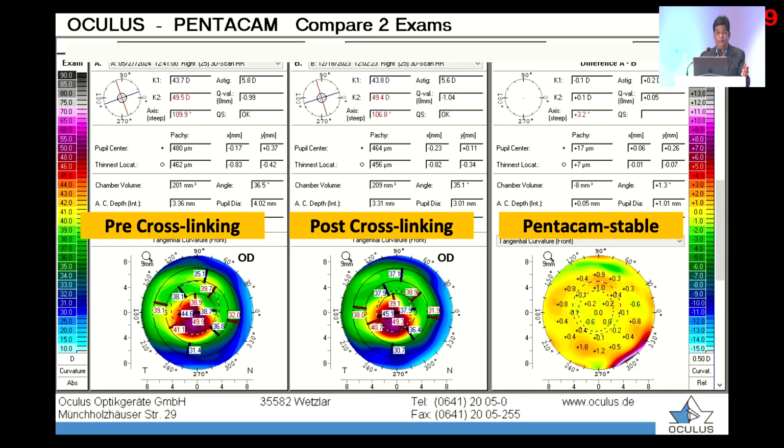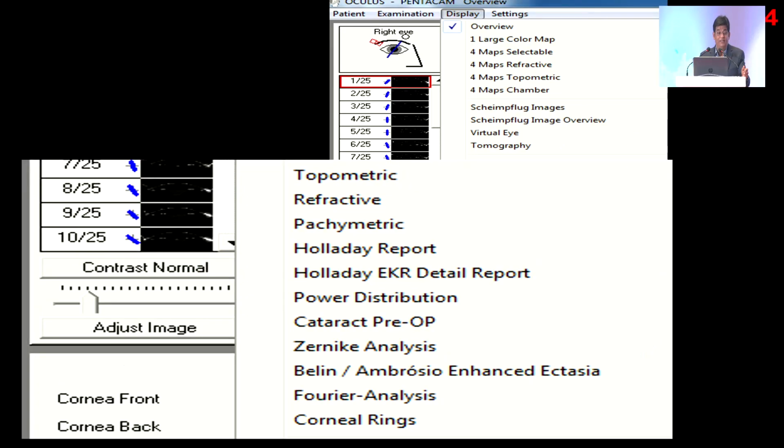So for example, a patient who is post cross-linking, and we want to see has the patient done well after cross-linking. It subtracts the data from the two readings and gives us the difference. So in this case there is hardly any change on the bottom right corner, so it indicates that the Pentacam is stable in this patient.